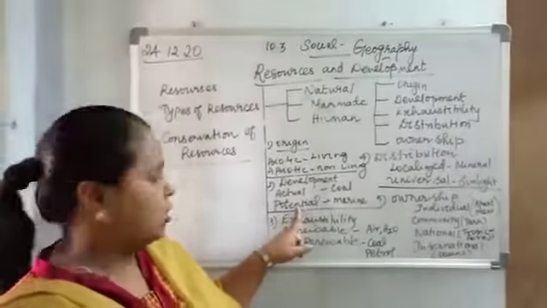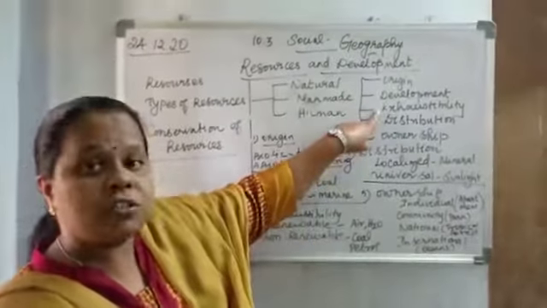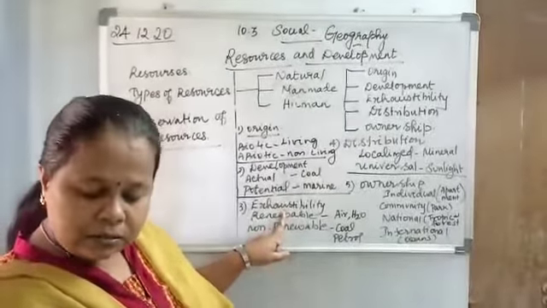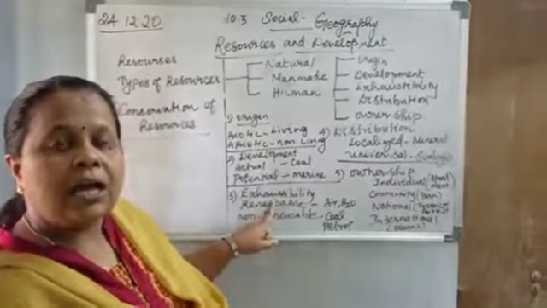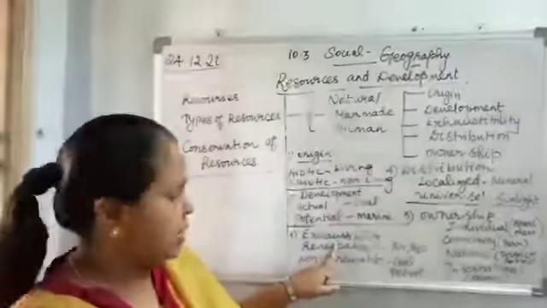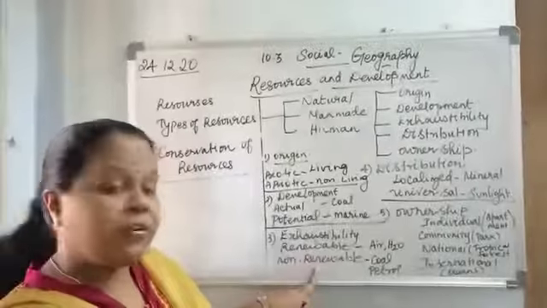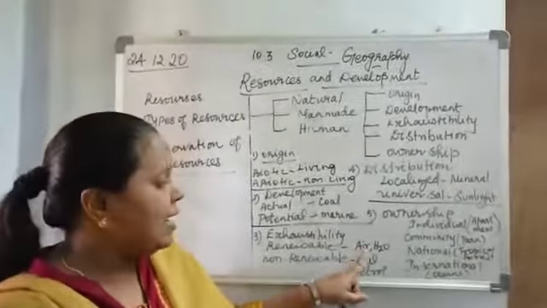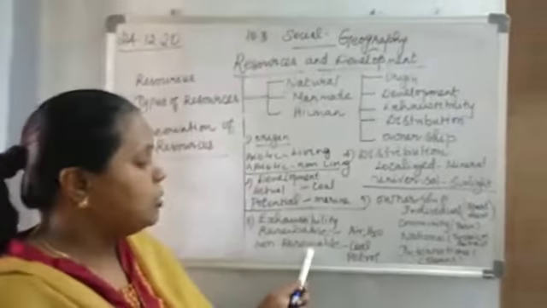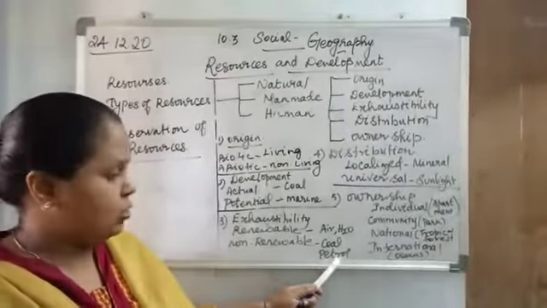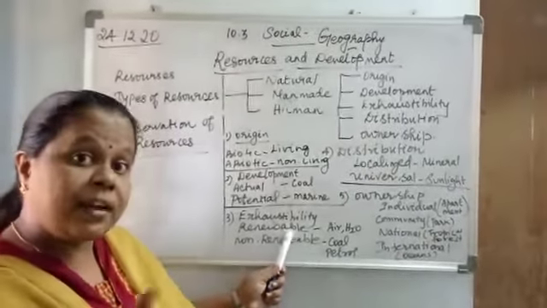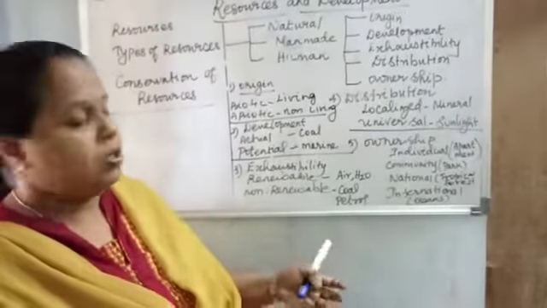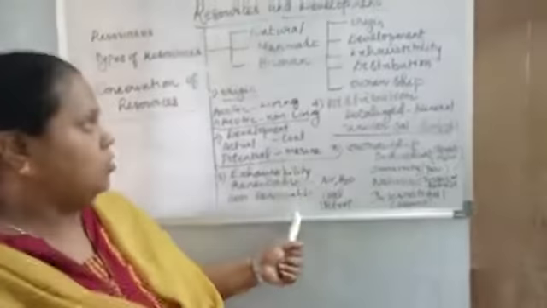That comes under potential. And the third one is exhaustibility. What do you mean by exhaust? It is already gone. Deep into that, we are using it more, and it is totally exhausted, totally emptied. In that, it is divided into renewable and non-renewable. Renewable sources, for example, air and water. And non-renewable sources, for example, coal and petrol. Renewable sources can be renewed, whereas non-renewable sources cannot be renewed. So we have to conserve our resources.